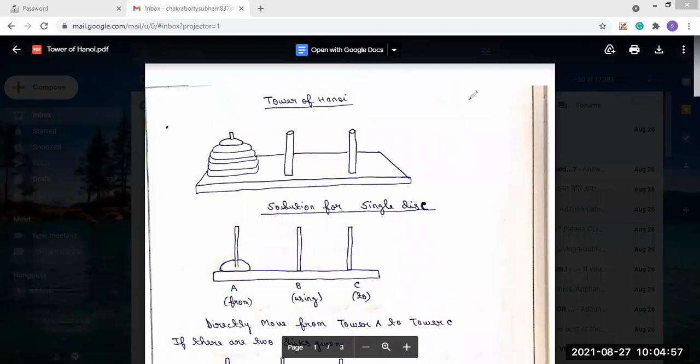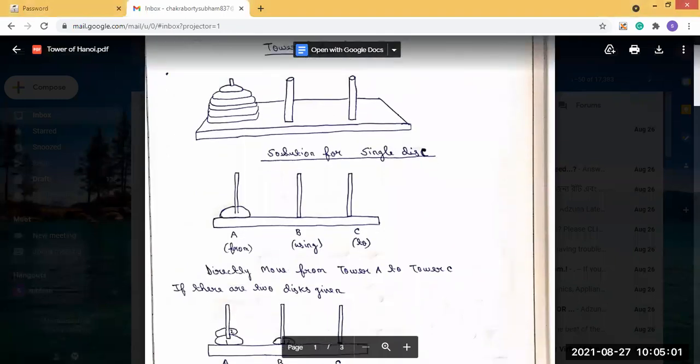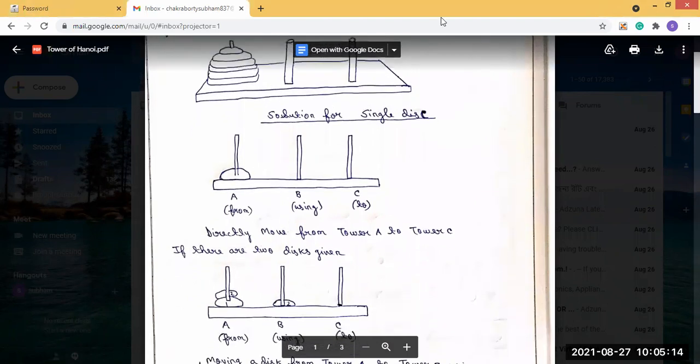Now, let's say we have two disks present, disk 1 and disk 2. Disk 1 is the larger disk, and disk 2 is the smaller disk placed over disk 1. The disks are arranged so that the larger disk is below and over the larger disk there is the smaller disk.